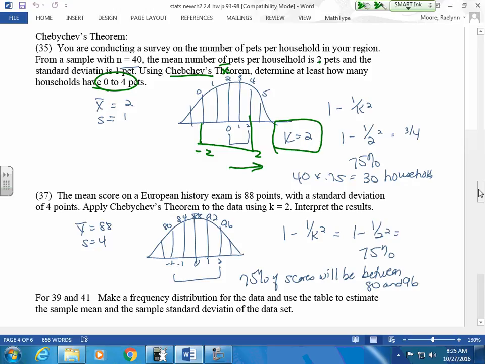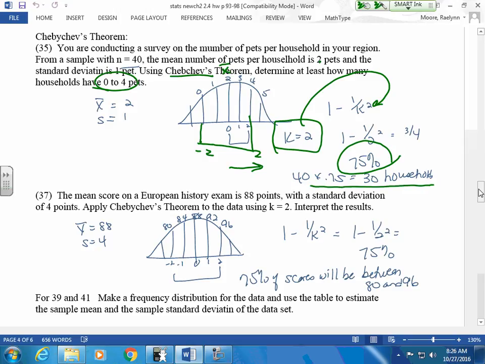Guys, this is important. You have to use your concept of your normal curve to find out what k is. If it's plus or minus 2, k is equal to 2. If it's plus or minus 3, k is equal to 3. There's only two things it can be, a 2 or a 3. So we substitute this into his formula, and we find out 75% of the households studied will have between 0 and 4 pets. So if now I'm looking at 40 households, 75% of those 40 I estimate to have between 0 and 4 pets.